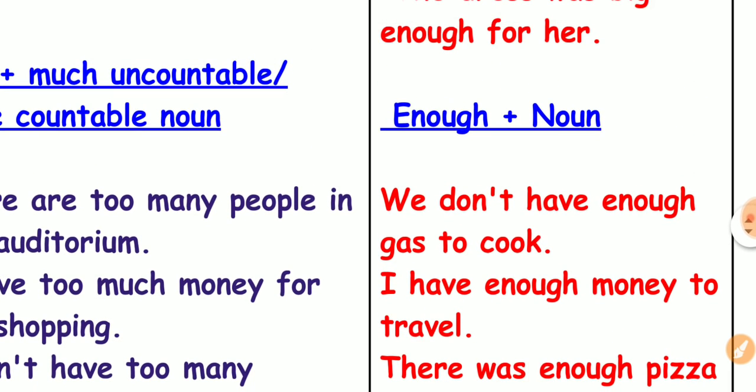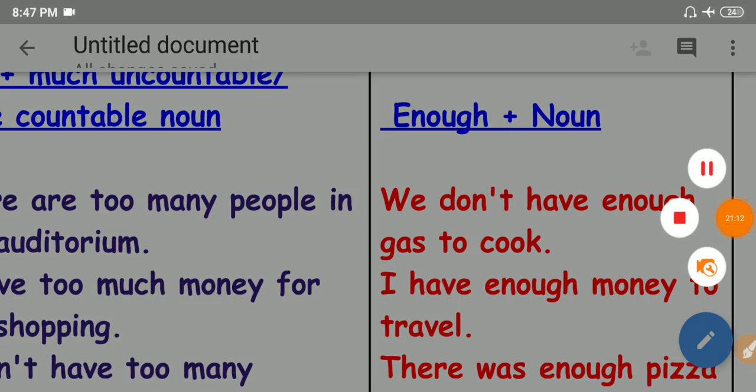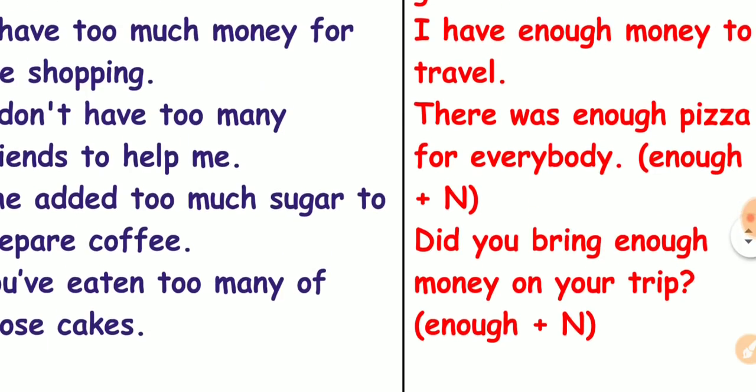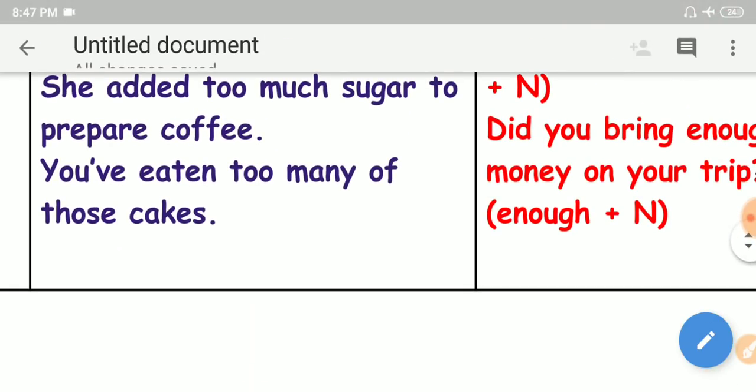Here enough can be used as an adjective. So this is the third pattern of usage of enough, my dear friends. So like this, let us go and learn. So far we have learned a number of rules related to too and enough. We have learned the patterns, the meaning, the difference, and all those things.